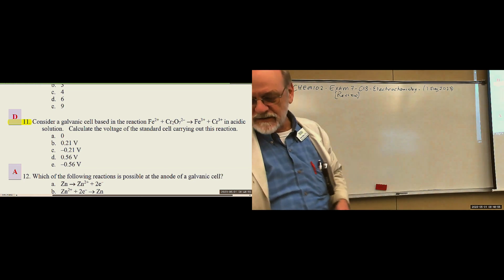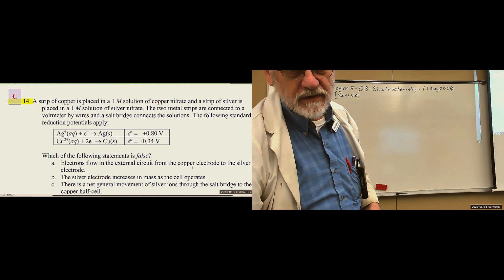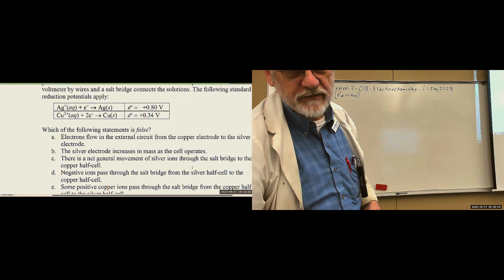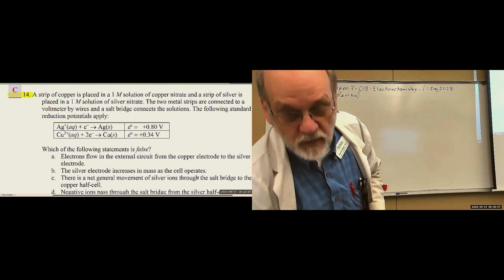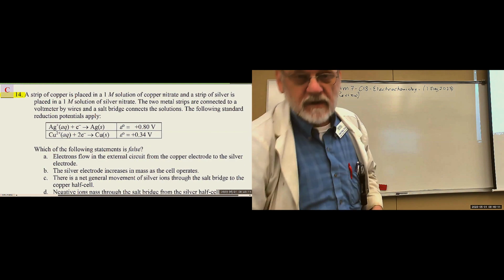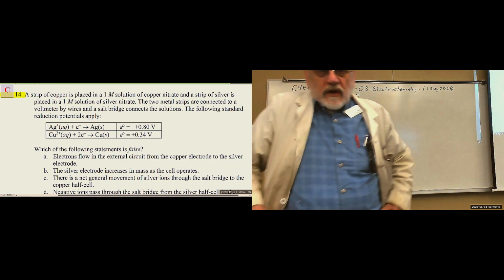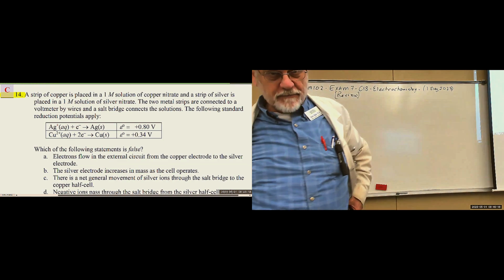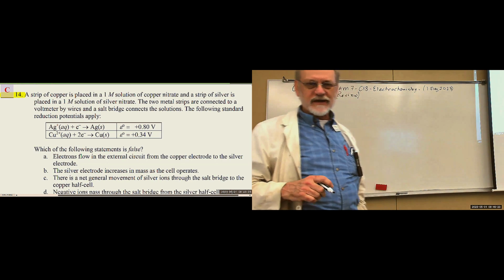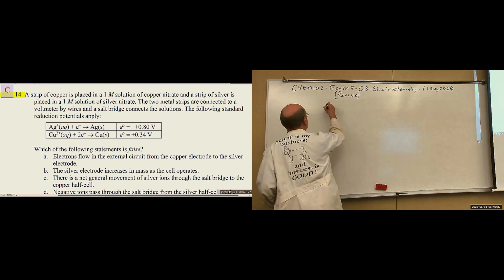All right, let's look for the next one. Let's see. Which of the following statements is false? All right, so we're going to have to either change the zoom or scroll a little bit. I think I'd rather scroll. A strip of copper is placed in a 1 molar solution of copper nitrate. Okay, 14.